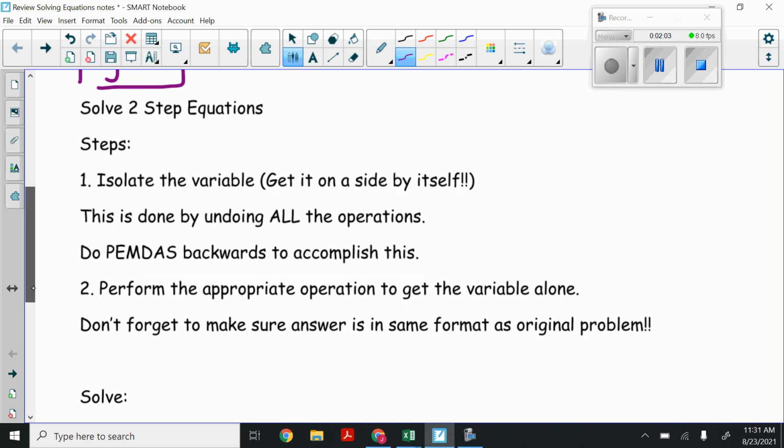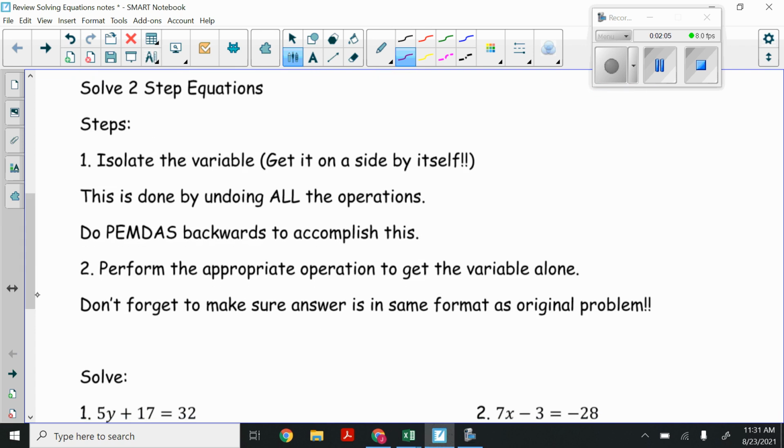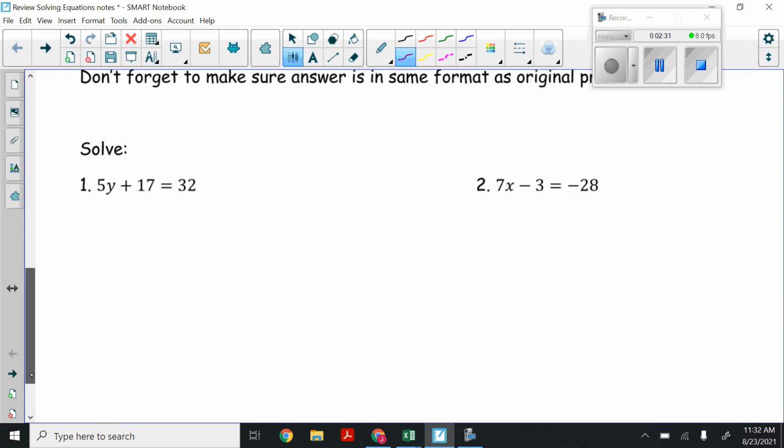So step number 1, we want to isolate the variable, which means get it on a side all by itself. Again, this is done by undoing all the operations. We do PEMDAS backwards to accomplish this. So we would start with subtraction, then addition, division, multiplication, exponents, and parentheses. And then we will perform the appropriate operation to get the variable alone. And don't forget to make sure that your answer is in the same format as your original problem. And we'll see what we're talking about that here in a little bit.